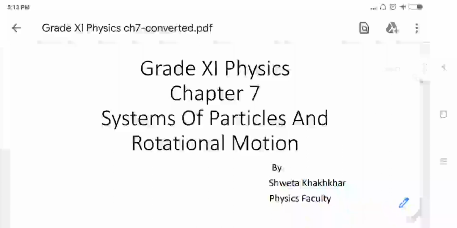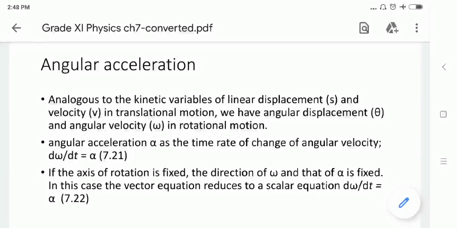Hello students, let us start our new session of chapter number 7, Systems of Particles and Rotational Motion. Let us start the session with the topic angular acceleration. Here, kinetic variables, we are having linear displacement s and velocity v in translational motion. For the angular displacement, we denote it as theta, and angular velocity we denote as omega.